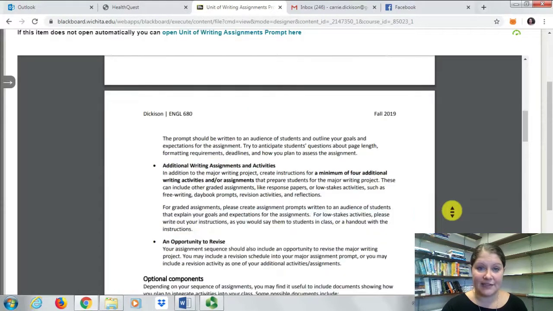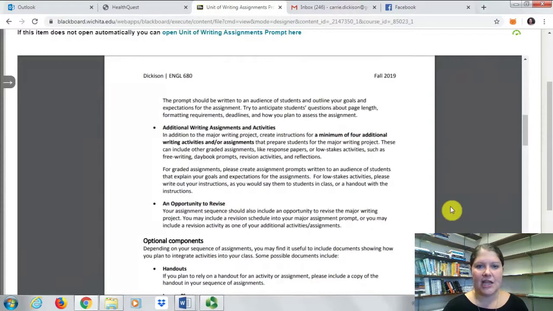The prompt itself that you put in the sequence of assignments should be written to an audience of students. So it should outline the goals and expectations for the assignment, and it should try to anticipate students' questions, things like page length, formatting requirements, deadlines, and how you plan to assess the assignment. So just like what you have in front of you is an assignment prompt that I've given you that tries to anticipate those questions. You should be producing something. Doesn't necessarily need to be quite so long, but it should try to anticipate those questions the students would have.